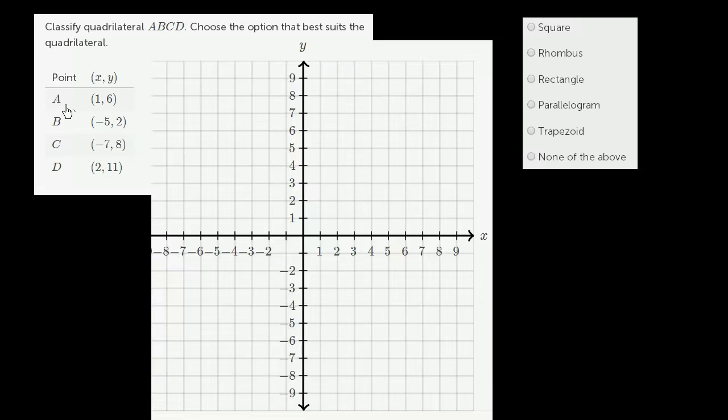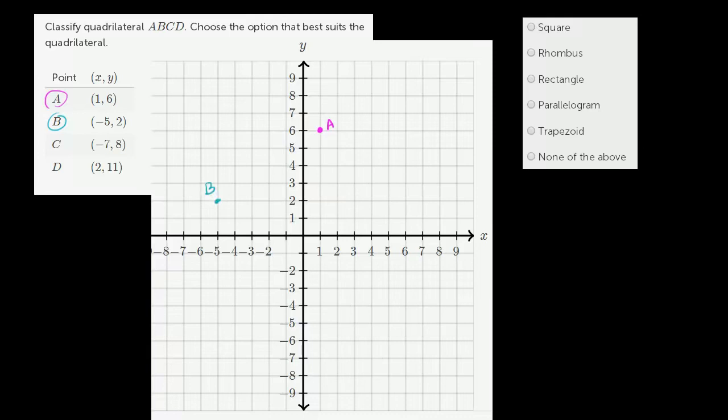So let's see. Point A is at 1, 6. And I encourage you to pause this video and actually try this on your own before seeing how I do it, but I'll just proceed. So that's point A right over there. Point B is at -5, 2. That's point B.